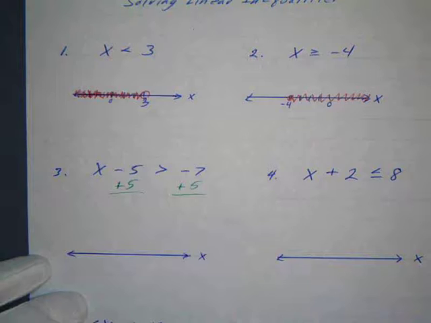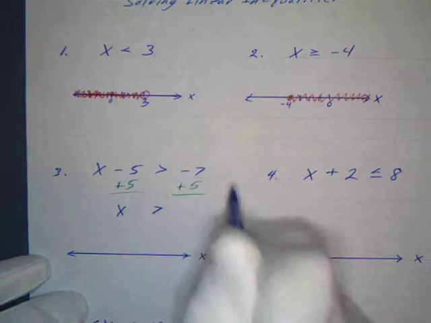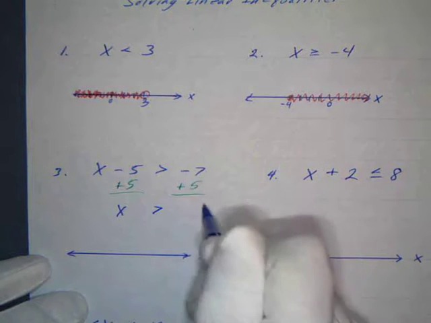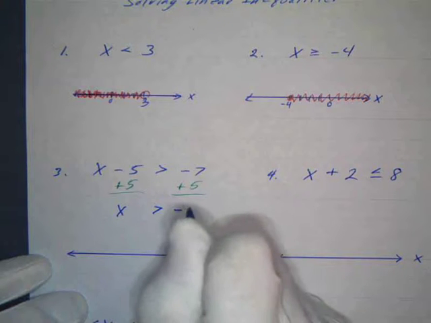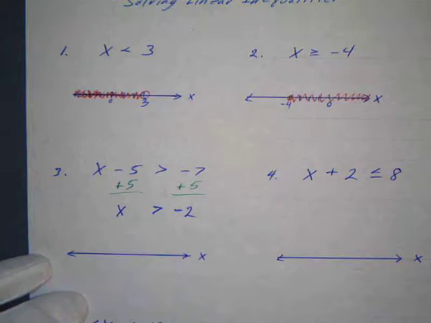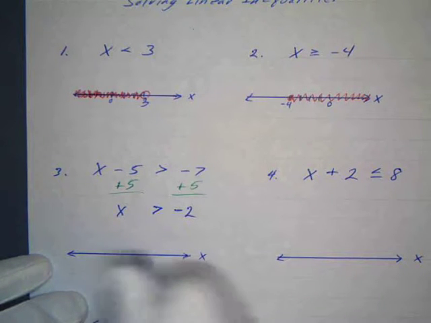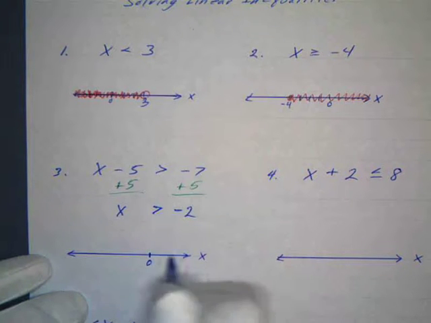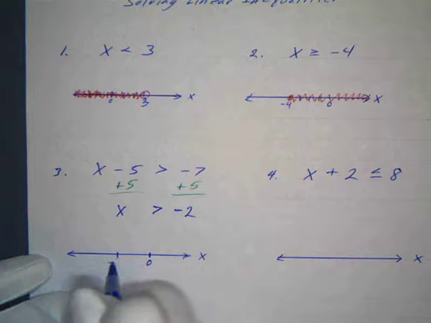So on the left, we've got x. This is still greater than. And negative 7 plus 5 is negative 2. So x is greater than negative 2, not equal to. So here I've got my number line. I'll put my 0 on my number line. I could put the 0 anywhere, and I could put the negative 2 anywhere. If I just put a negative 2, I could put it right here.